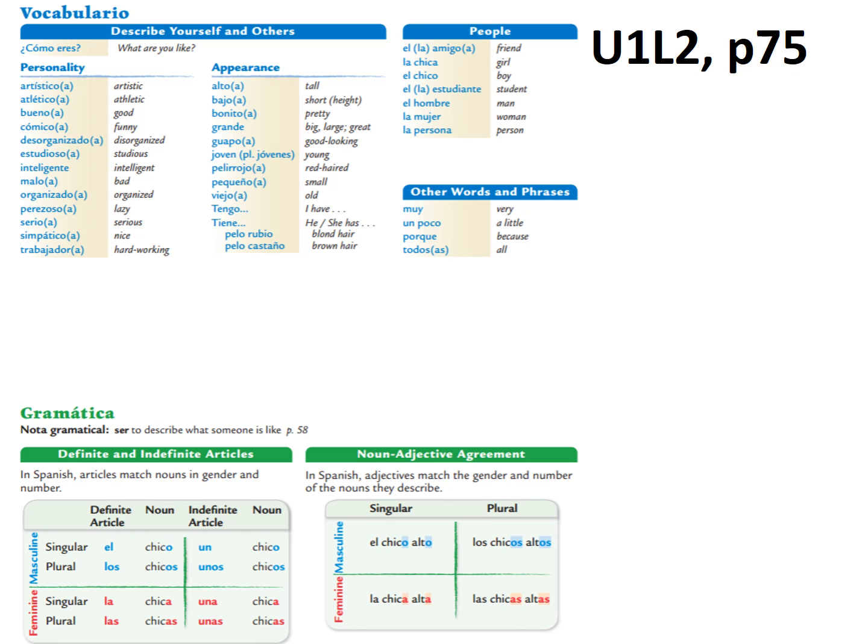Gramática, nota gramatical. Ser is used to describe what someone is like. And a very nice explanation and translation for ser can be found on page 58. Again, we're talking about what a person's characteristics are, how they are as a person. Definite and indefinite articles. In Spanish, articles match nouns in gender and number.